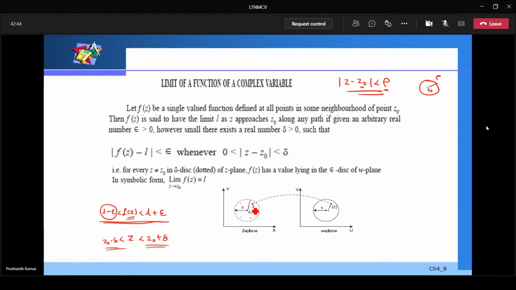The point should come near to z naught. z naught is the center point of the circle, the center point we are calling. Therefore, z naught is the center point here. When this z approaches this z naught, then the function value f of z approaches L.